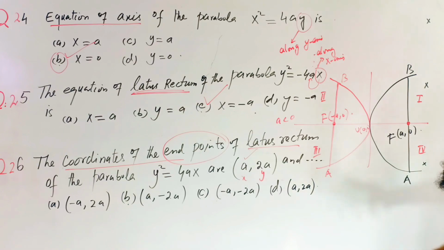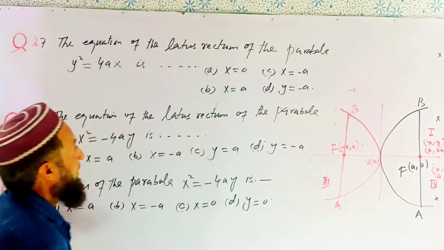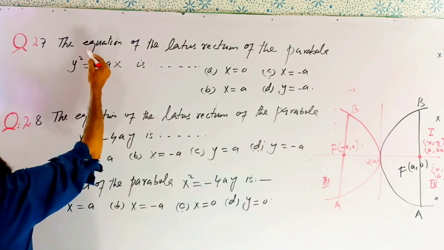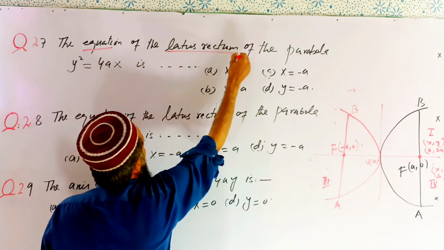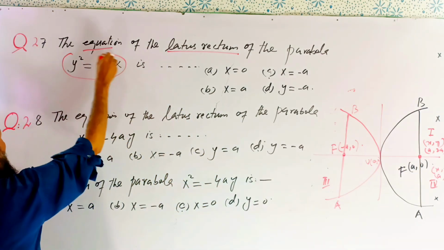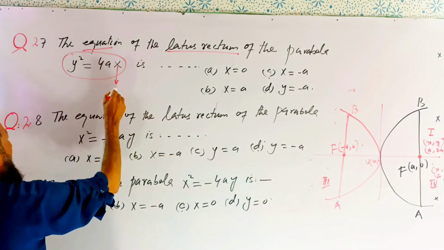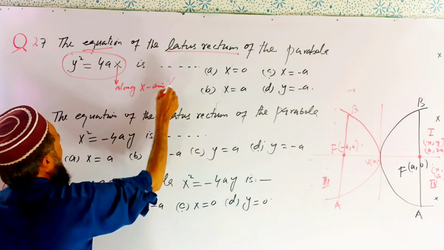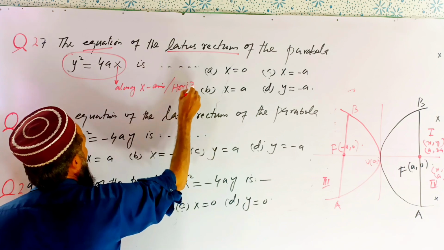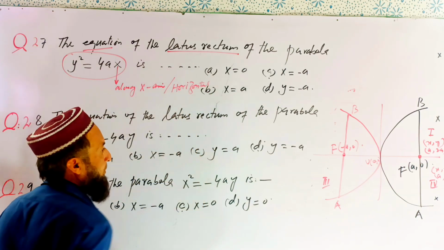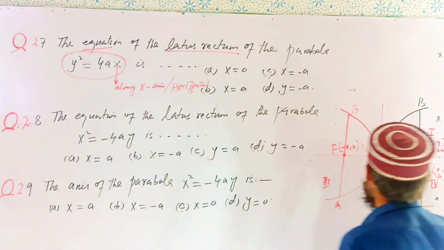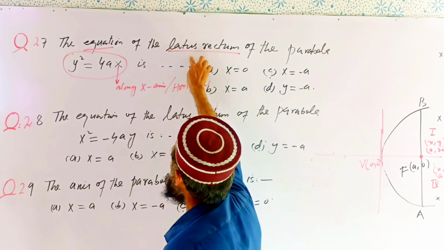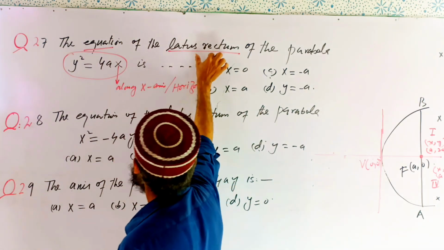If both points are positive here, the equation of the latus rectum of the parabola is required. The parabola is making along x-axis, horizontal, or we can say a horizontal parabola. So that is the type of parabola. Look here. Latus rectum. What is latus rectum?